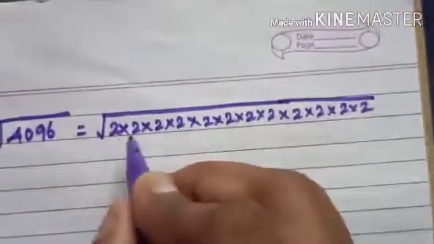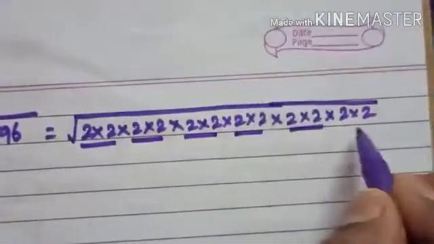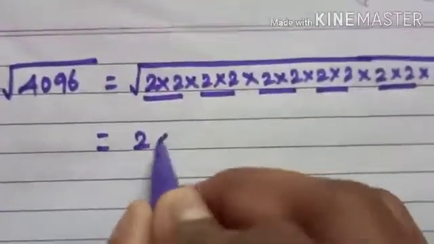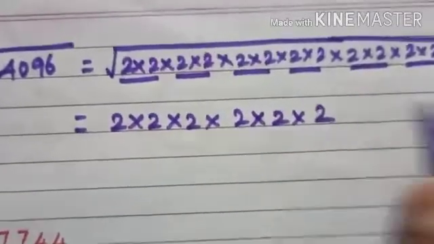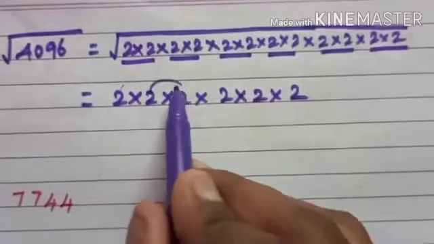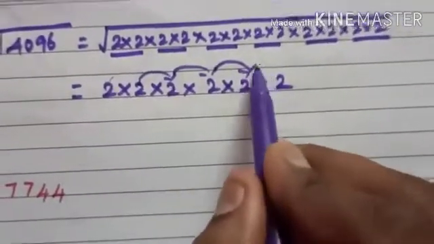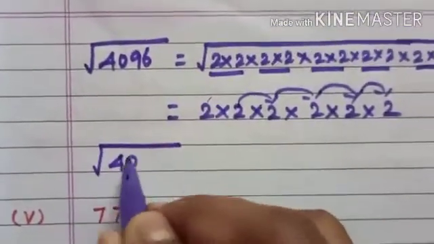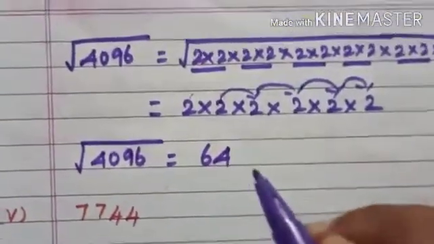So now you make it as pairs. 1 2 3 4 5 6. So 6 pairs are there. All the 6 pairs are 2. 1 2 3 4 5 6. Just multiply this. 2 2s are 4. 4 2s are 8. 8 2s are 16. 16 into 2 is 32. 32 into 2 is 64. So square root of 4096 is equal to how much? 64.